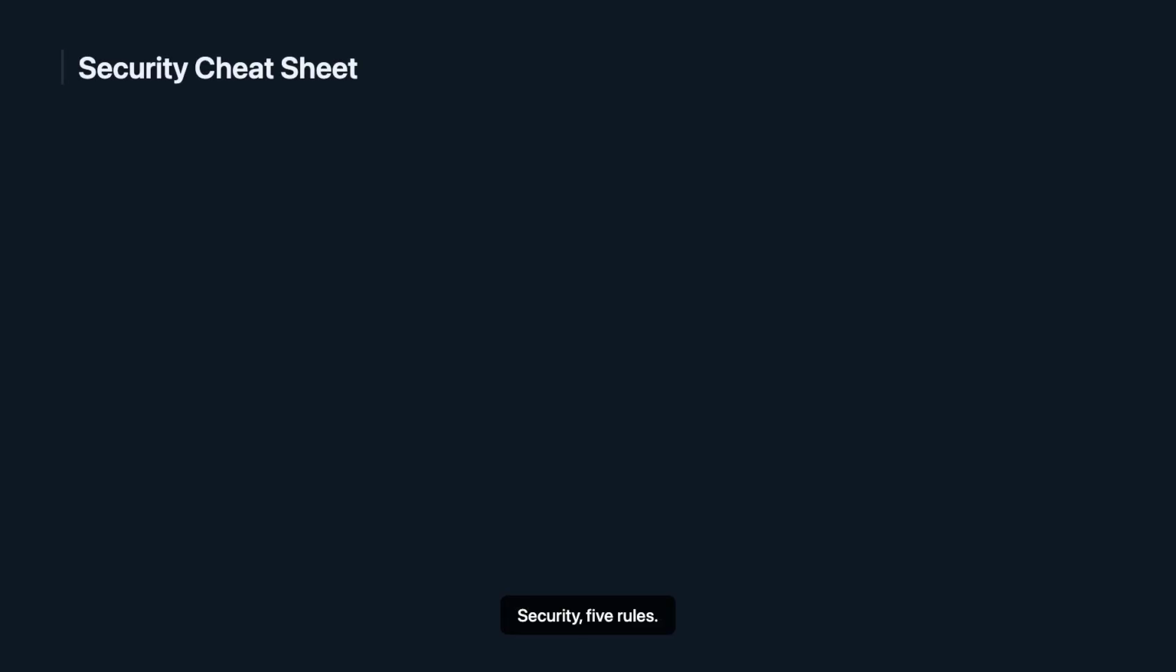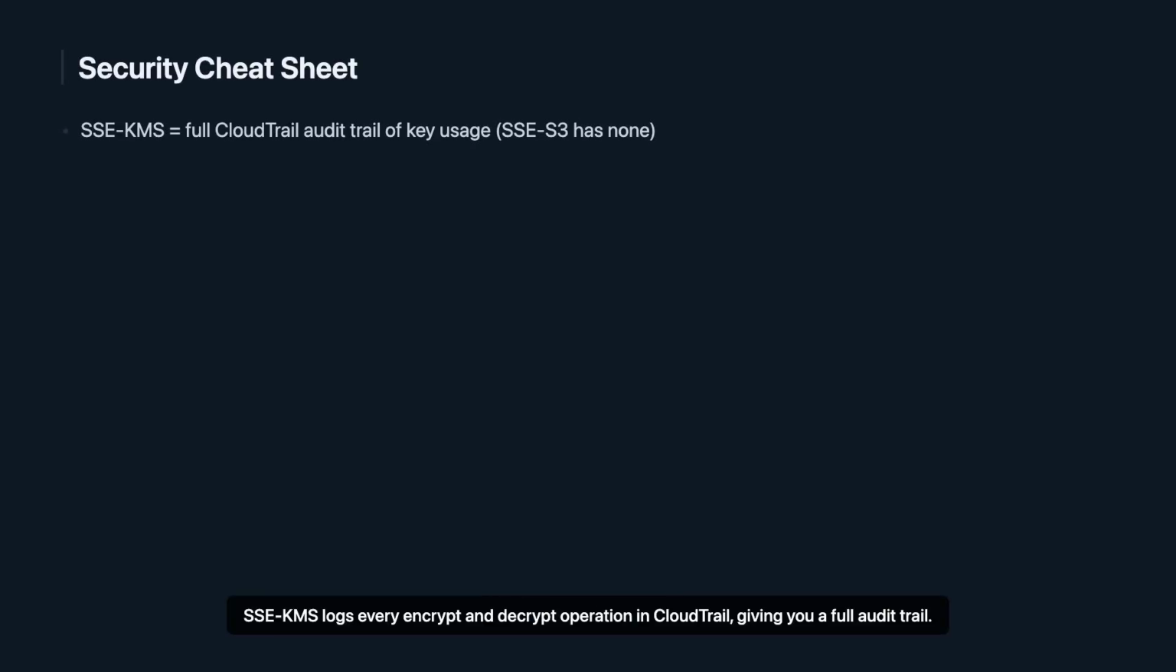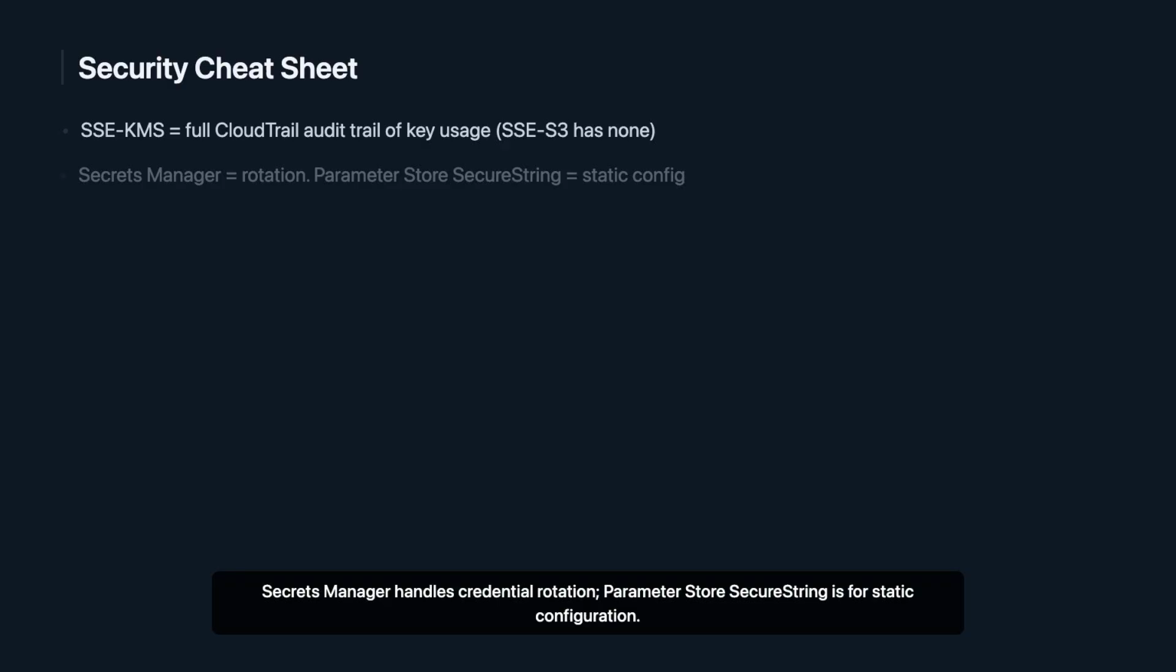Security 5 rules. SSE-KMS logs every encrypt and decrypt operation in CloudTrail, giving you a full audit trail. SSE-S3 has none of that, so when the scenario demands audit, the answer is KMS. Secrets Manager handles credential rotation. Parameter Store secure string is for static configuration.